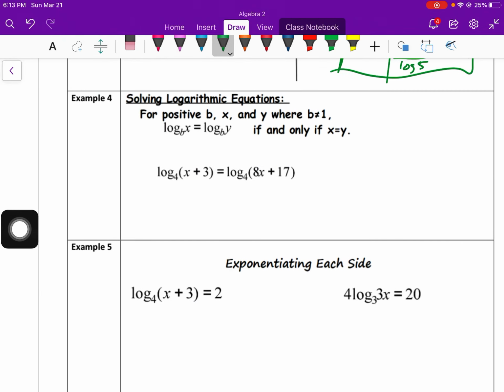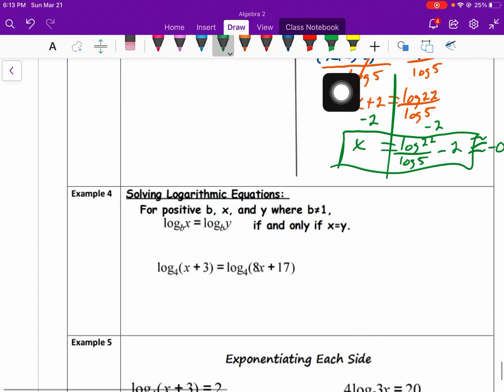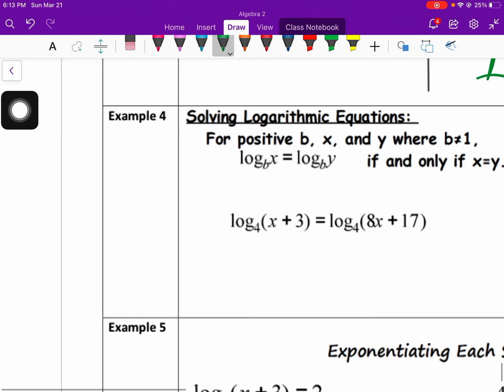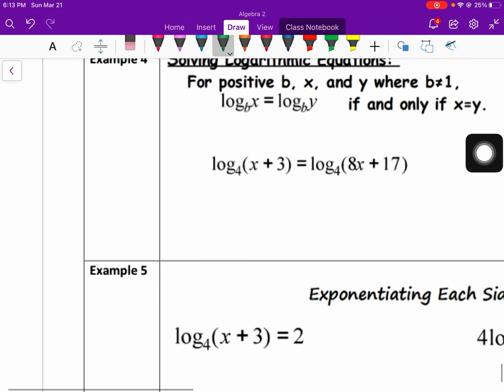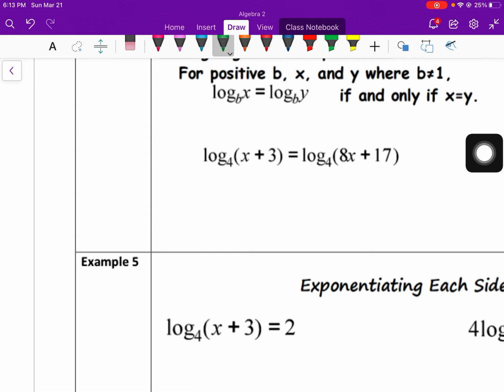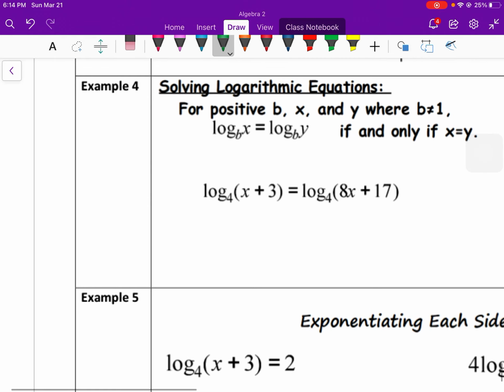Solving logarithmic equations. So my inverse of log then. If the inverse of exponent up here is log, the inverse of log will be exponent. So you can exponentiate both sides. Otherwise, we can notice in this case, we don't need to exponentiate each side because we have the same base of 4 and they're both logs, so these are the same, just like up here.